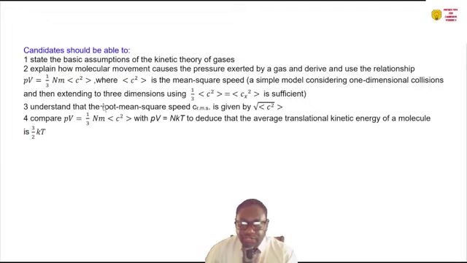the pressure exerted by a gas, derive and use the relationship PV is equal to 1/3 Nm times the mean square speed. We are considering the simple model in 1 dimension and then the complex model as well in 3 dimensions. Understand that the root mean square speed is given by the square root of the mean square speed. Compare PV is equal to 1/3 Nm times the mean square speed to PV is equal to NkT to deduce that the average translational kinetic energy of a molecule is 3/2 kT.